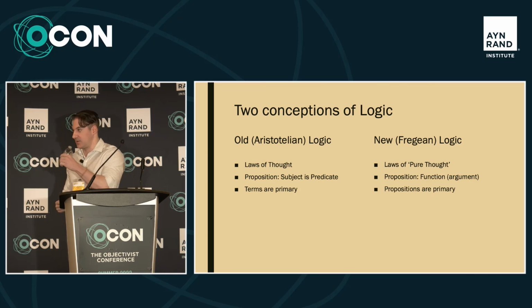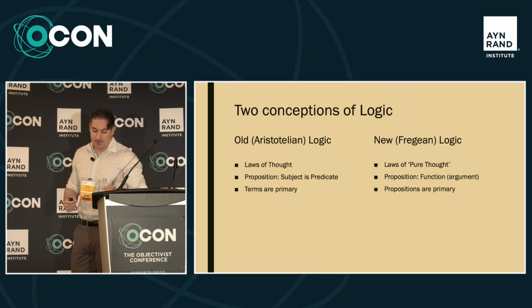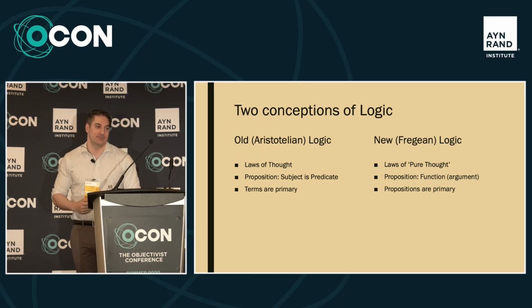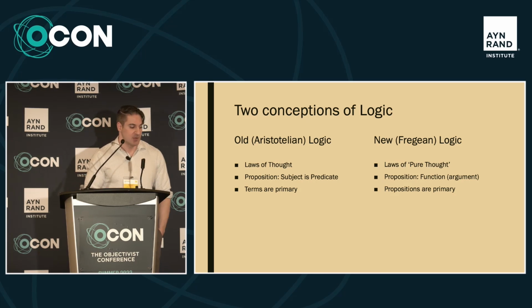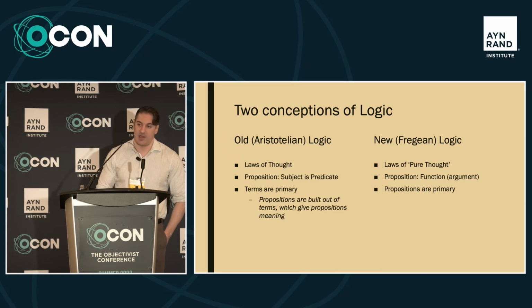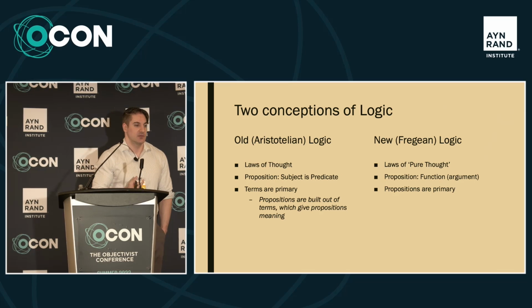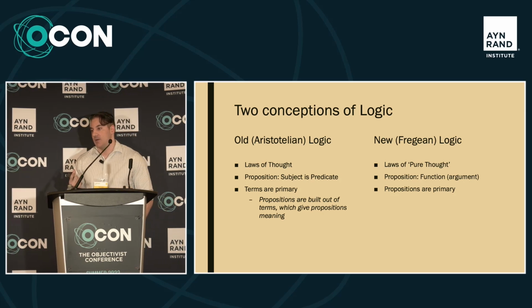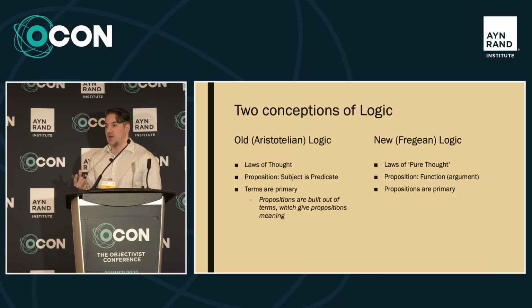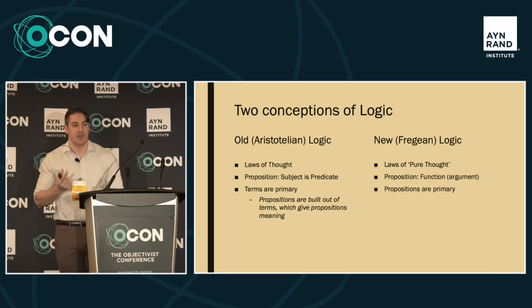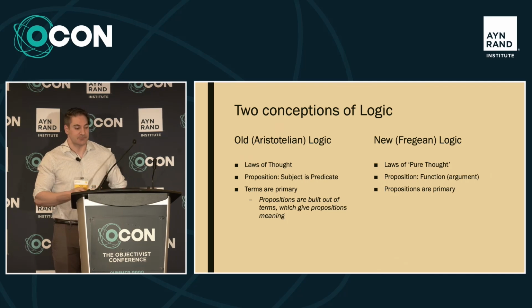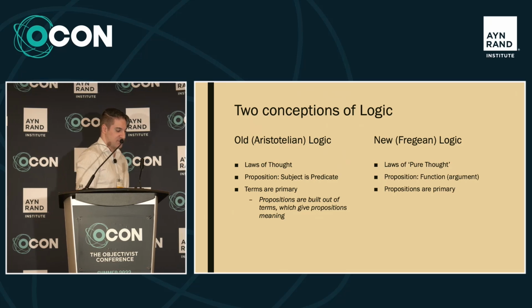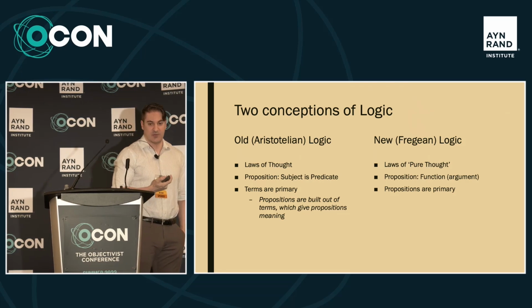In the old logic, the primary object is the term. The old logic, Aristotle's logic, is sometimes called term logic. Terms are like cat, mammal. You think of them as concepts, but not necessarily concepts. A whole phrase could be a term, like the happy brown cat. That together might be a term. The happy brown cat is a mammal. Propositions are built out of terms, and it's those terms that give the proposition meaning.